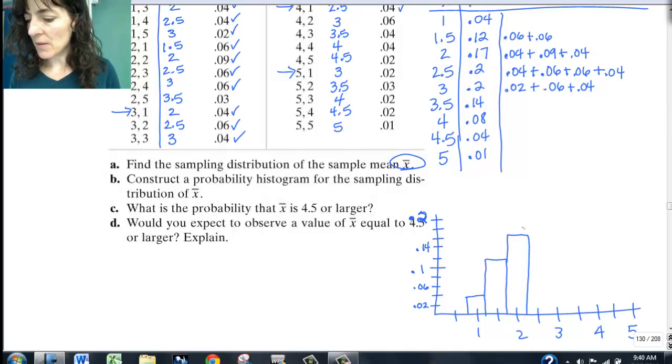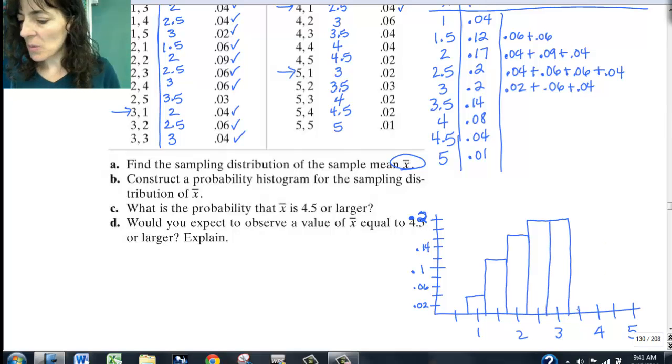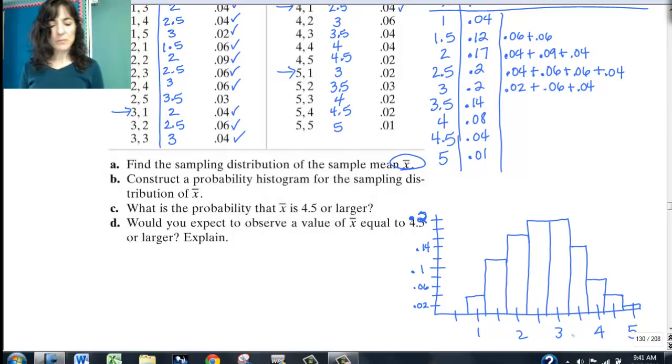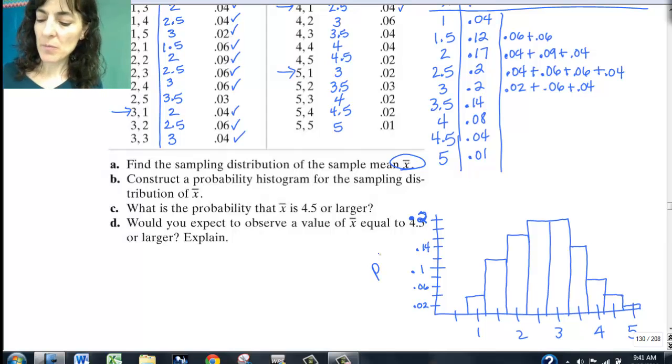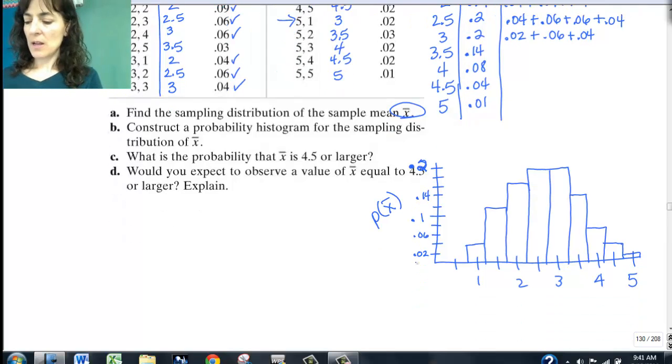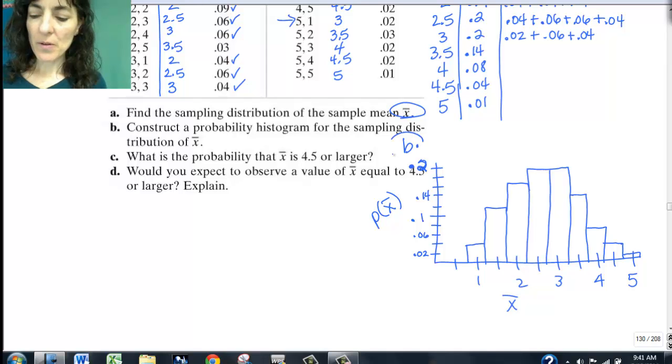And then 2.5 up to 0.2. And it's also the same for 3. So just make a big rectangle there. And then 3.5 is up to 0.14. And then 4, 0.08, that'll be right about there. 4.5, 0.04. And 5 is 0.01, so just barely a blip on there. Okay, this is my P of X bar, and these are my x bars. So make sure I label those. And that's my answer for part B.